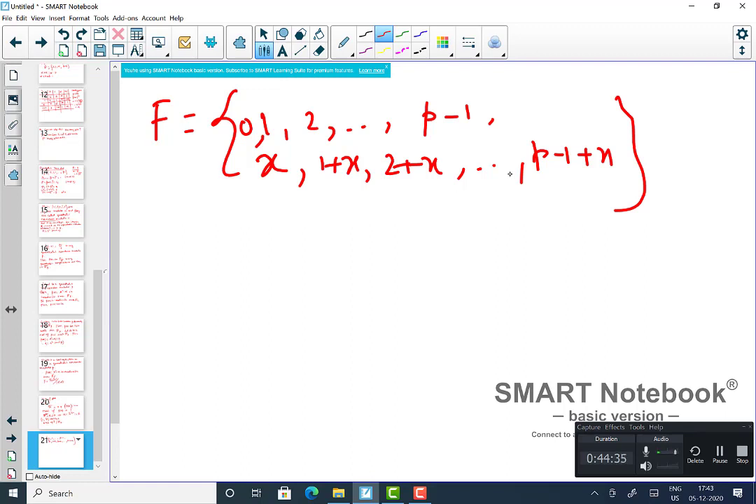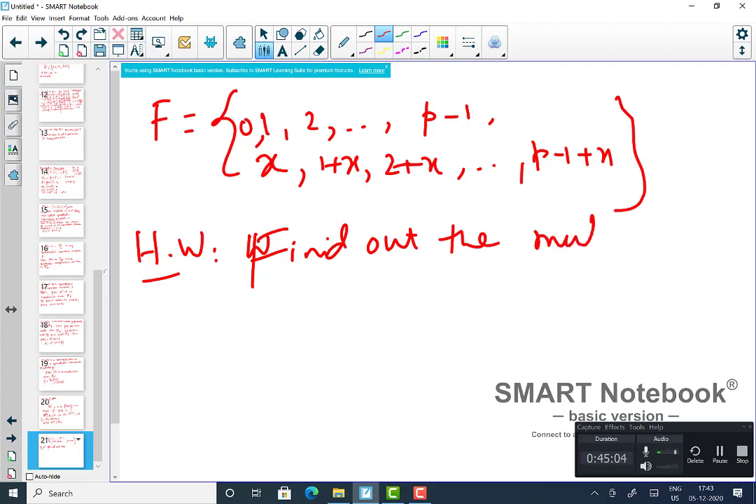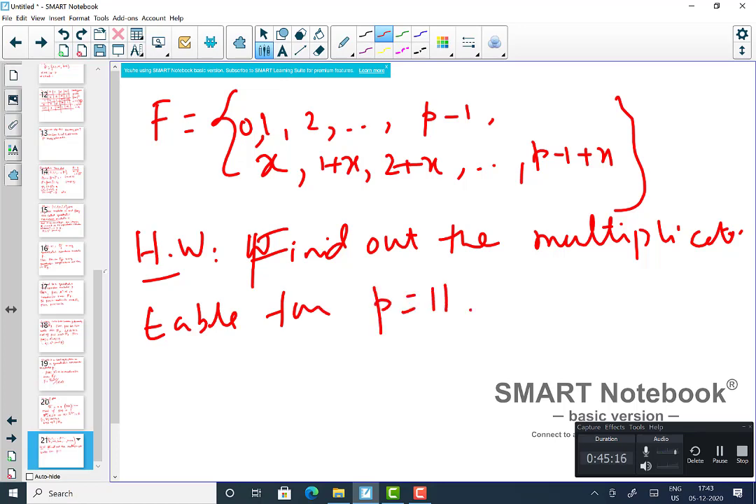Now you can say, can you write down the product with that? You can also write down 2x. You can say that 2x will be one of such elements in the addition formulas. Okay, now you check that this satisfies the multiplication table. So my homework: find out the multiplication table for p equal to 11 and alpha as a non-residue.